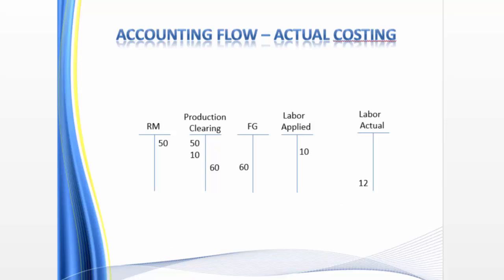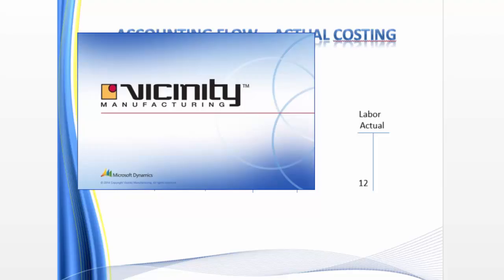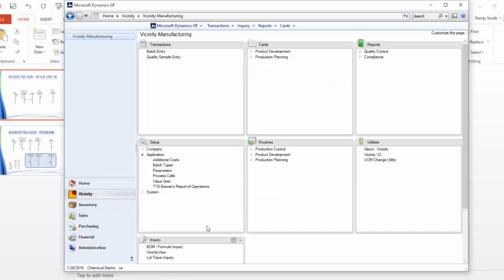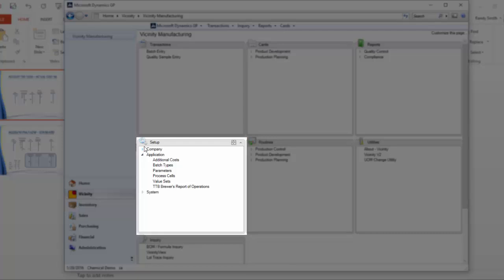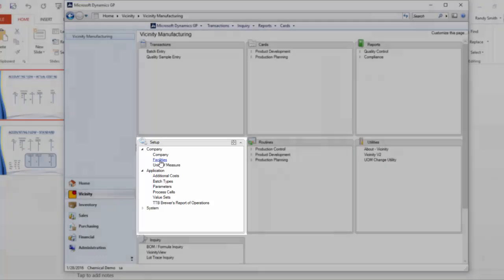Now, let's look at a couple of setup items to help drive this home and make it a little bit easier to understand. First off, when I set up the application, the organization, one of the things I'll be doing is identifying facilities. In my organization, I've actually got a couple of facilities that I deal with.